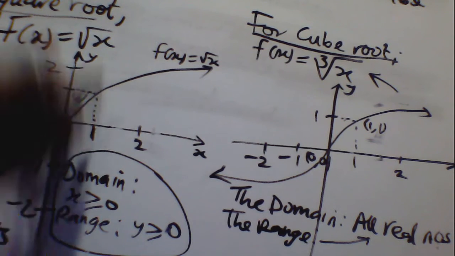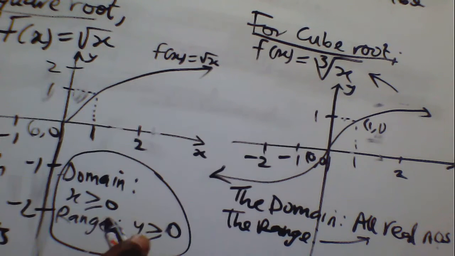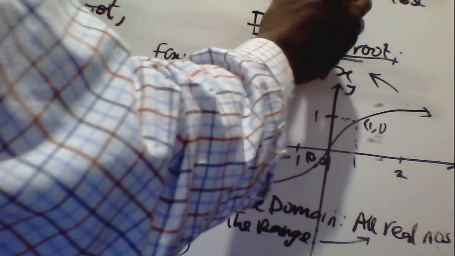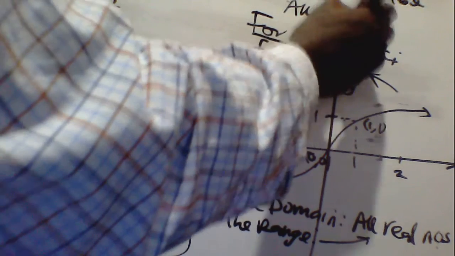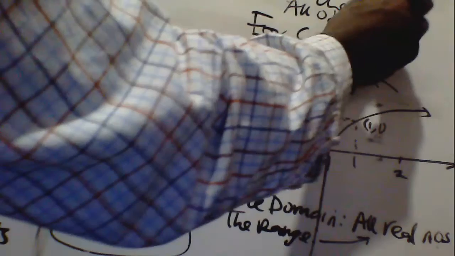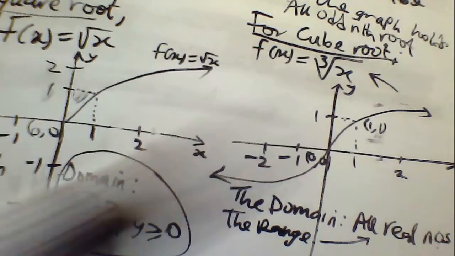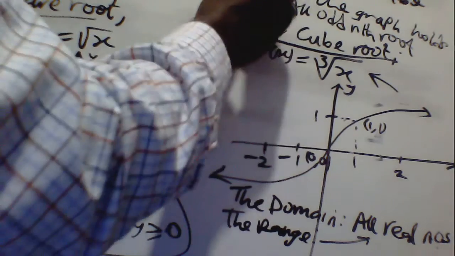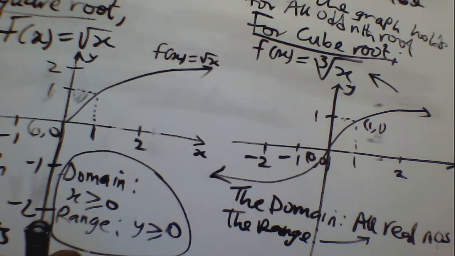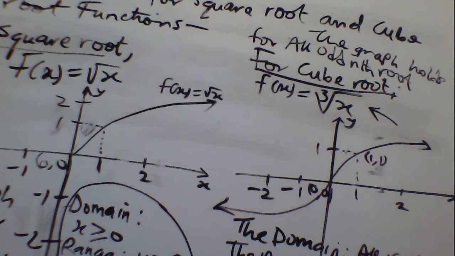As the graph of even roots holds for even numbers, the same is applicable to odd. This holds for what? Odd, or all odd roots. The graph holds for all odd roots. I hope you are seeing it. That is how it looks.